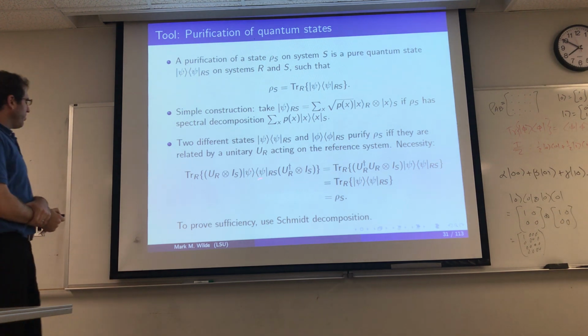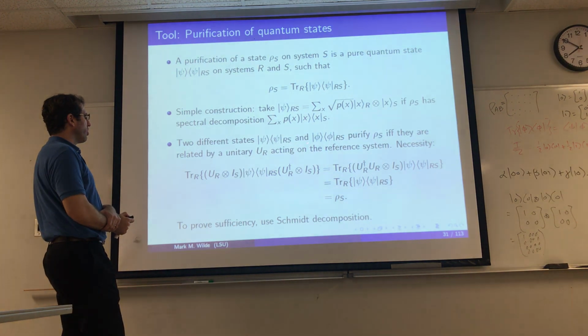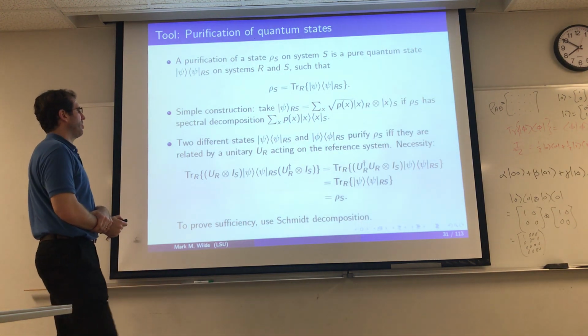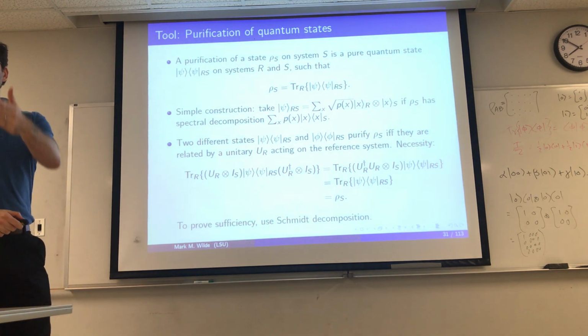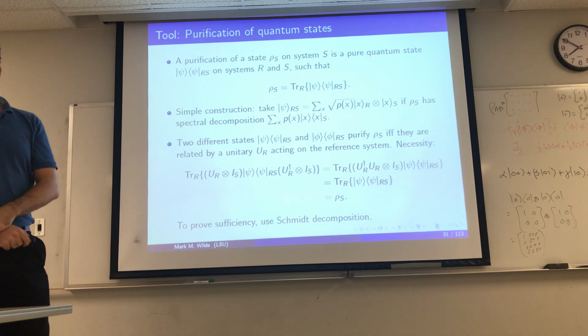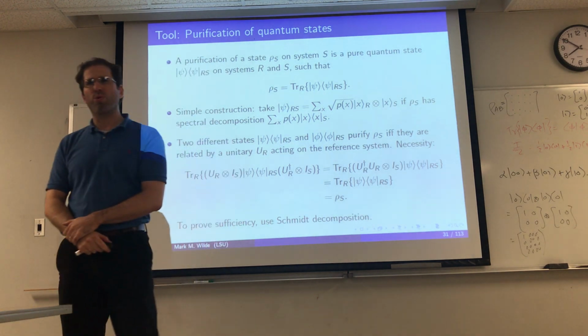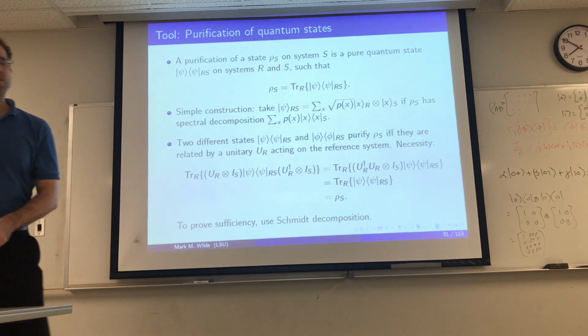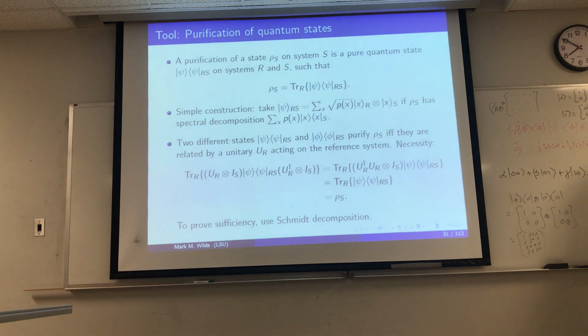This is an important notion. You can have two different purifications of rho S, right? Earlier, I don't know your name, but you mentioned that if we set alpha and delta to 0, we would get |01> plus |10>, right? That could be a different purification of the maximally mixed state. I could do this, and it's still a purification, right?